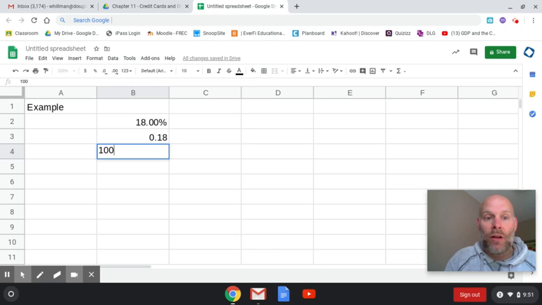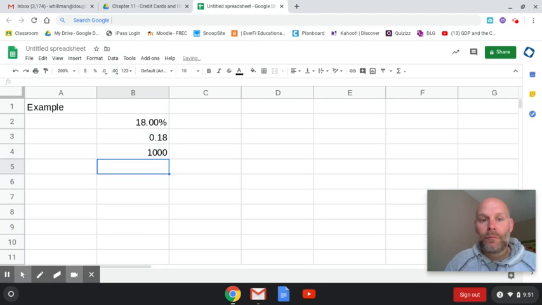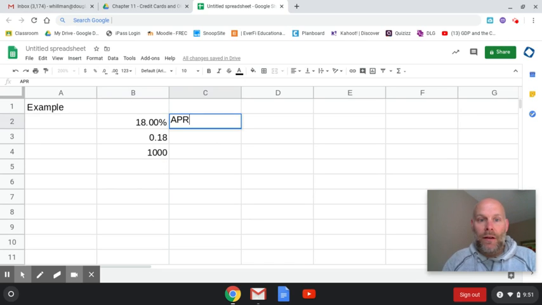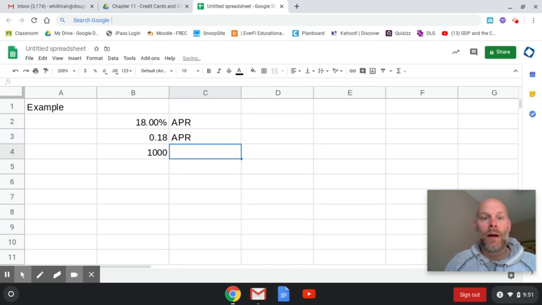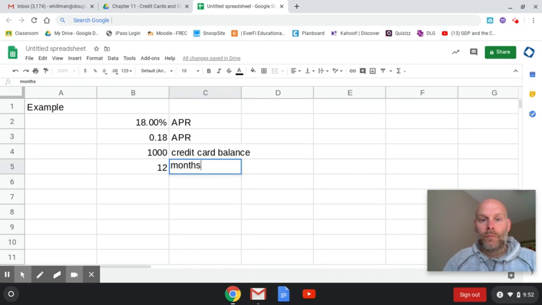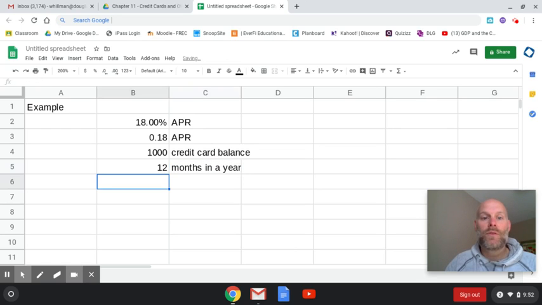So we have $1,000. And 18, that's our APR. Again, you can do it one way or the other. You don't have to do it both ways, of course. I'm just showing you how to do it correctly, whichever way you decide to do it. You can do 18 and type in a percent sign, or you can do 0.18 and the math will work out. So $1,000 is our credit card balance. Of course, there are 12 months in a year.